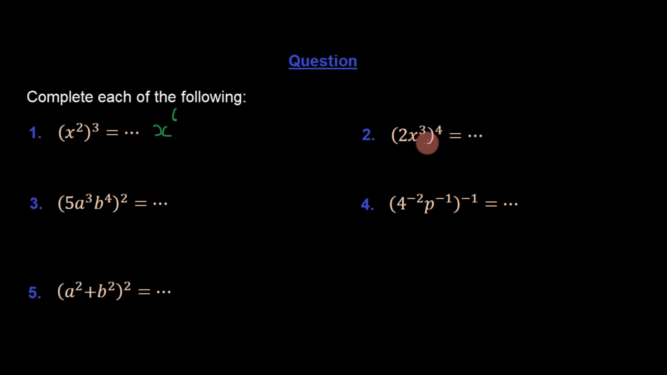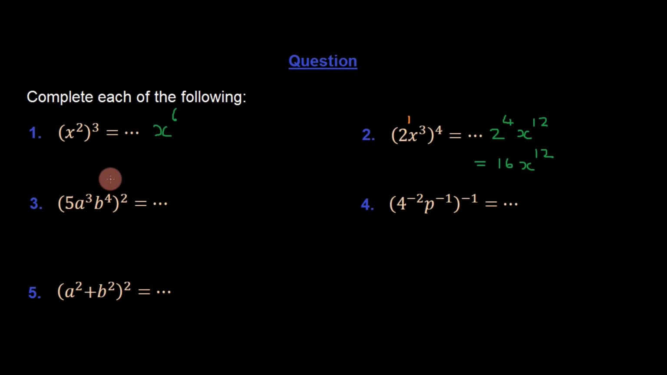Here we have 2x cubed, all raised to the power 4. What's important to note here is that the 2 inside the brackets also has a power of 1, which we don't write. So we must multiply the power outside the brackets with each power inside the brackets. So it's 2 to the 1 times 4, or 2 to the 4, x to the 3 times 4, which is x to the 12. And of course 2 to the 4 is 16, so it's 16x to the power of 12.